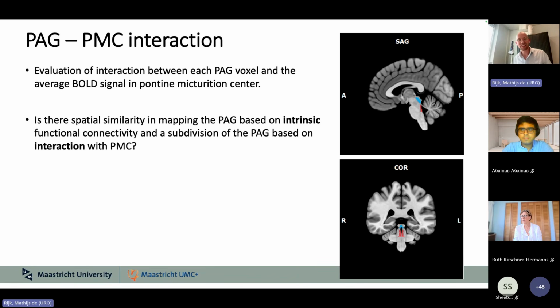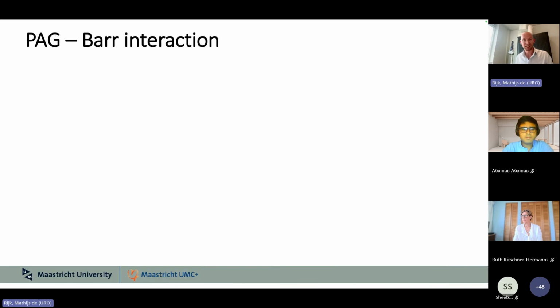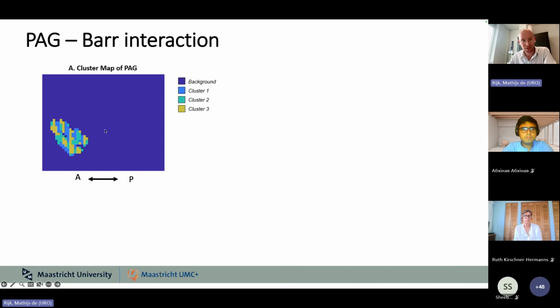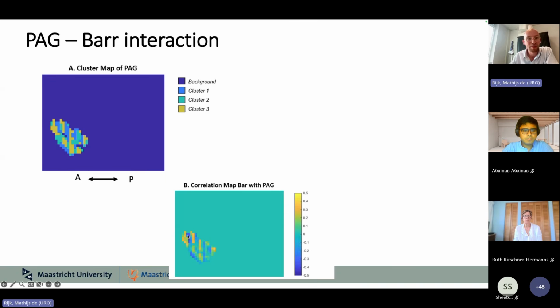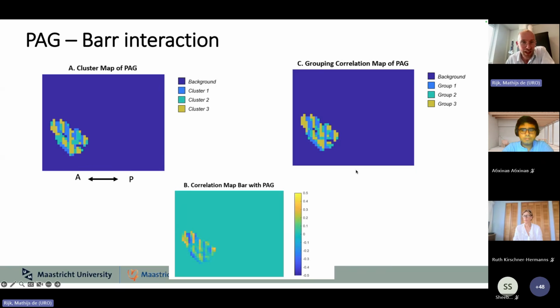And we try to replicate that by looking at the connectivity between each of those voxels in the PAG, but now not with intrinsic data, but with data with the average signal in the Pontine micturition center. And there we see that this is just a map that we made based on that intrinsic parcellation or mapping of the PAG. And then we also make a map of correlation values of the average signal in Barrington's nucleus with each voxel in the periaqueductal gray. And then when we group those voxels in the periaqueductal gray into the strongest positive correlations, strongest negative correlations, and weakest correlations, we get this map.